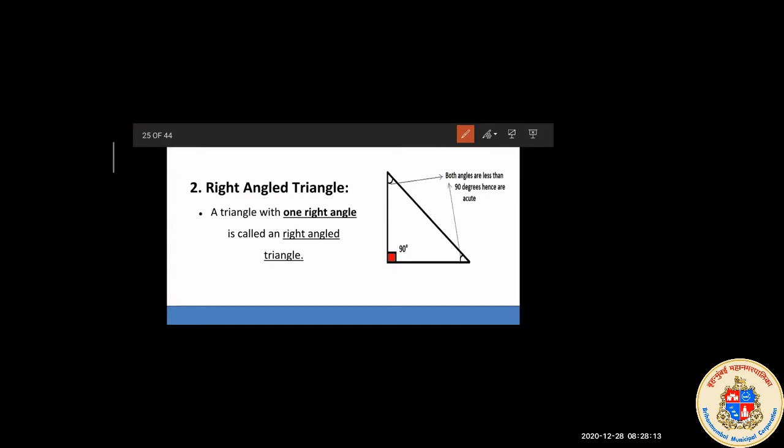So if I'm drawing a triangle like this, where my right angle came here, it is also a right angle triangle. If I'm drawing a triangle like this, where my right angle is coming at the top, it is also a right angle triangle. You have to just observe which angles are there in the triangle. If there is one right angle, then it is a right angled triangle. A triangle with one right angle is called a right angled triangle. So it has a 90 degree angle, so we can say it is a right angle triangle.